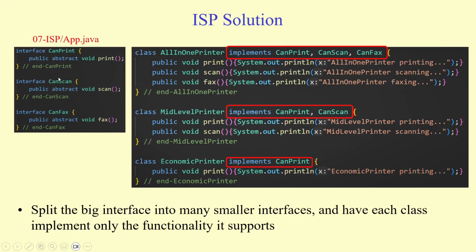So now we have 3 small interfaces, each containing one specific behavior. The all-in-one printer implements all of these interfaces. The mid-level printer implements CanPrint and CanScan. And the economic printer only implements CanPrint and only supplies an implementation for the print method.